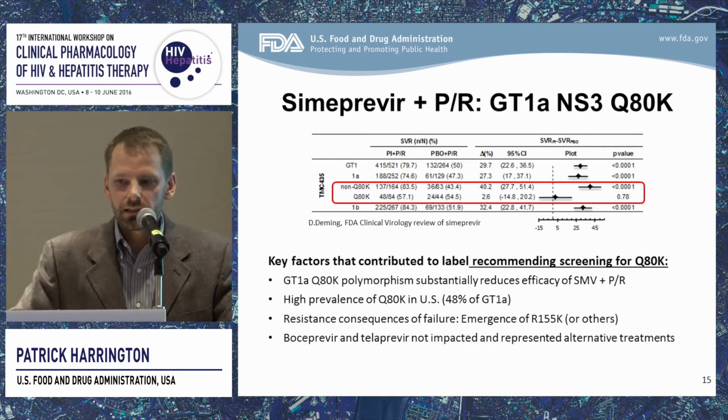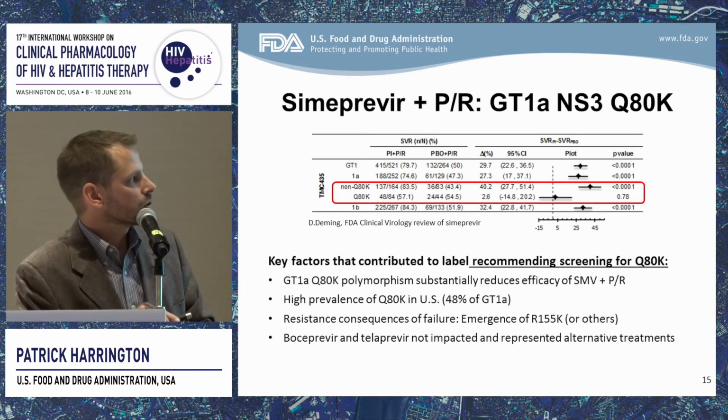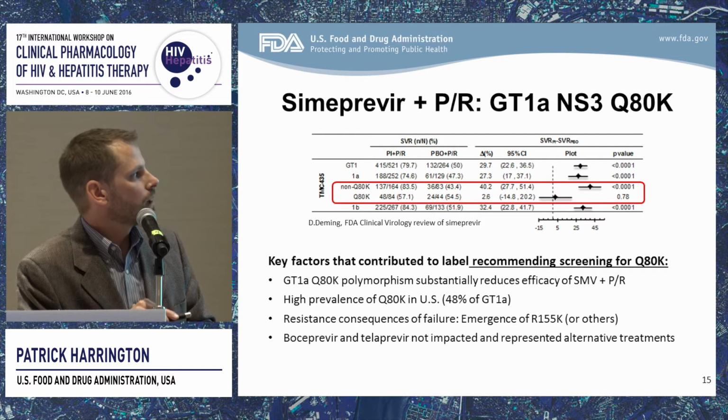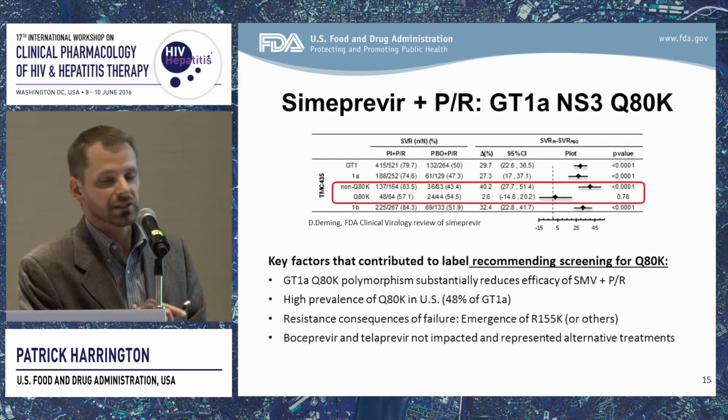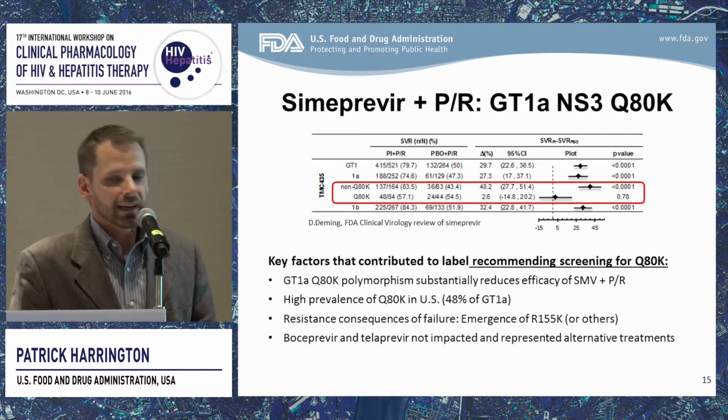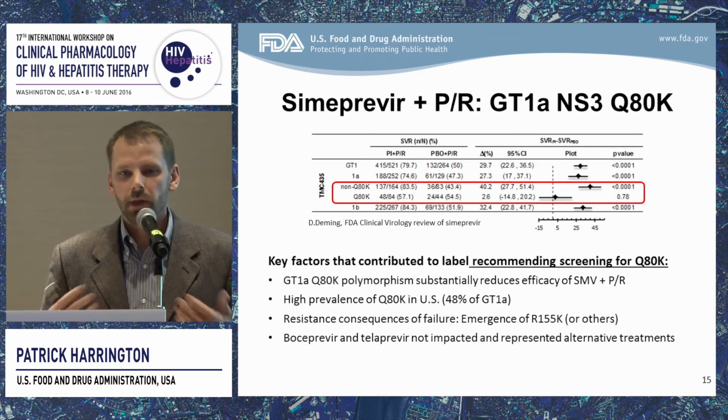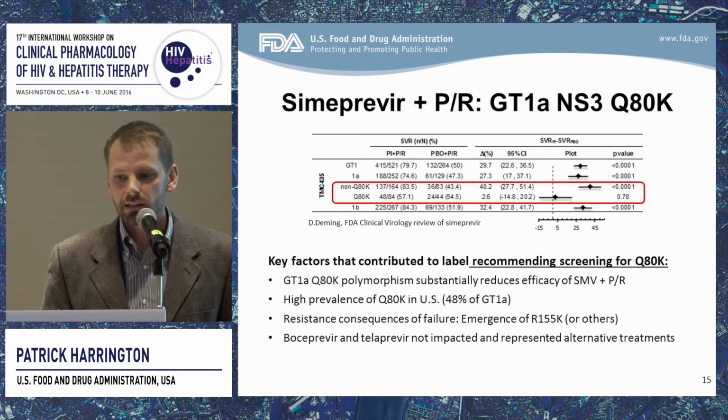So as you can see here, the Q80K polymorphism in clinical trials was associated with a dramatically reduced response to Cimeprevir plus pegylated interferon and ribavirin. And in fact, these patients really didn't respond significantly better than those who just received placebo plus PR. So Q80K clearly had a substantial impact on treatment efficacy in this context.